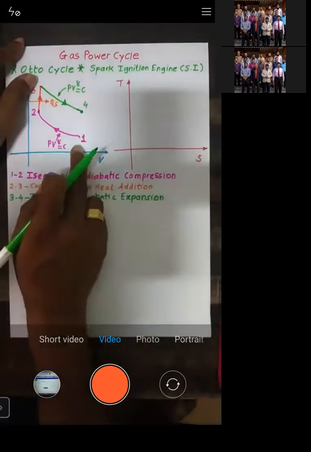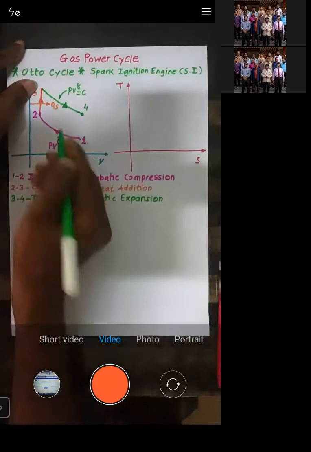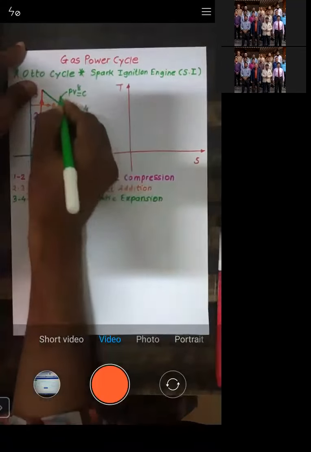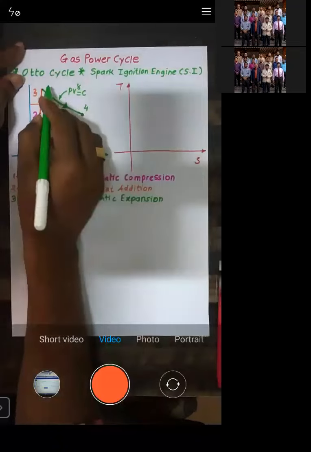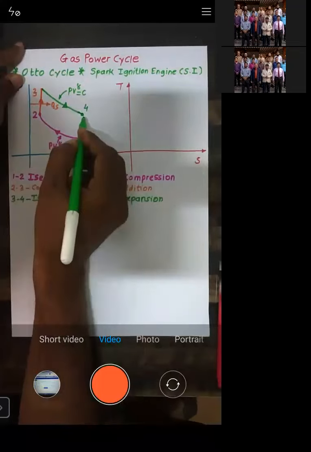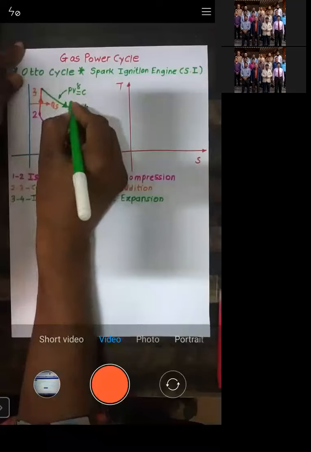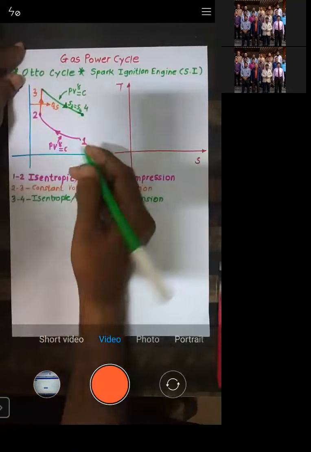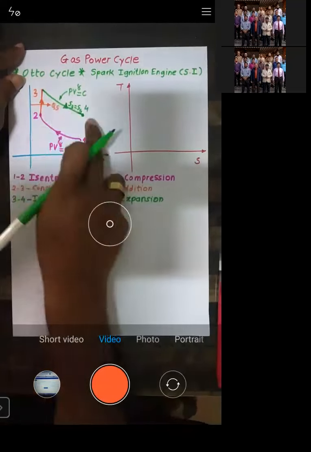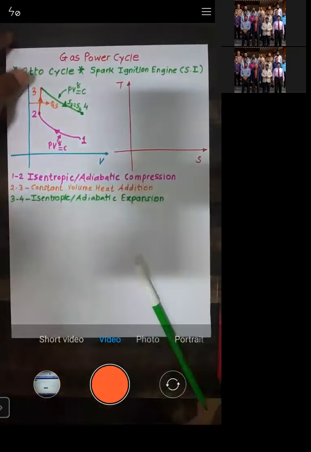Now see, what is the meaning of this? What is the meaning of isentropic? That means entropy remains constant. So on this line, at any point on this line, entropy is constant. That is, I will just write down here, S3 is equal to S4. During this process, entropy is constant, right?